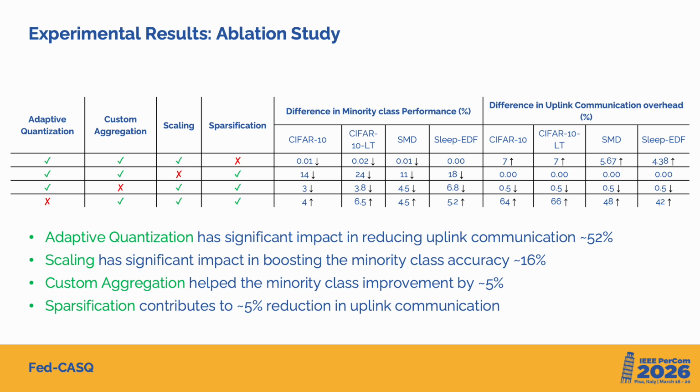So the ablation study answers the impact of each component used in Fed-CASQ. Adaptive quantization has a significant impact in reducing uplink communication. Scaling has the largest impact on accuracy, boosting minority class performance by roughly 10 to 20%. Custom aggregation contributes to additional minority class improvement, and sparsification gives a further few percent reduction in uplink.